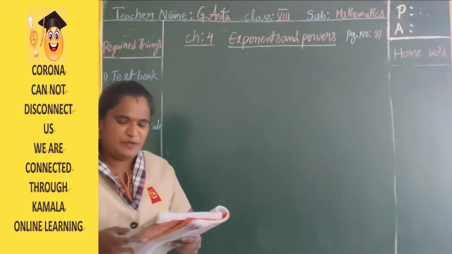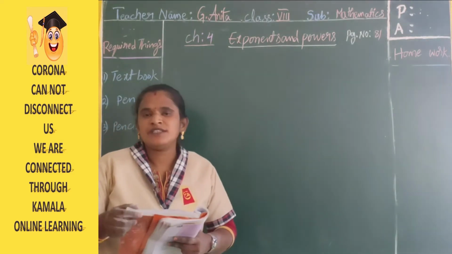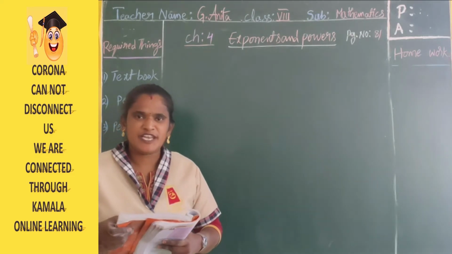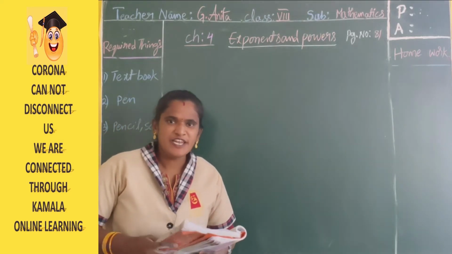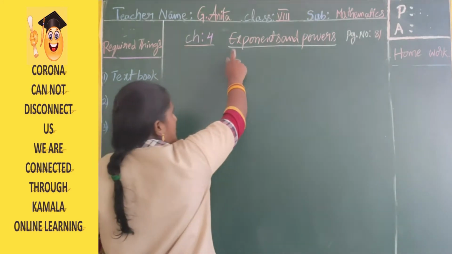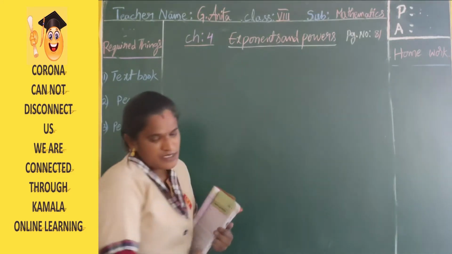So what is on page number 81? That is chapter number 4. The chapter name is Exponents and Powers. Today we are going to learn about exponents and powers.